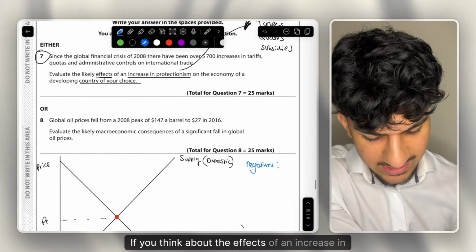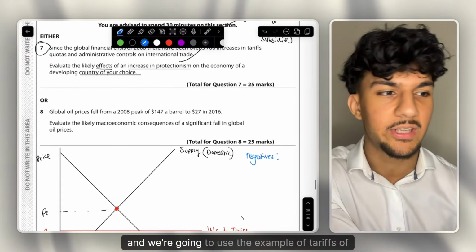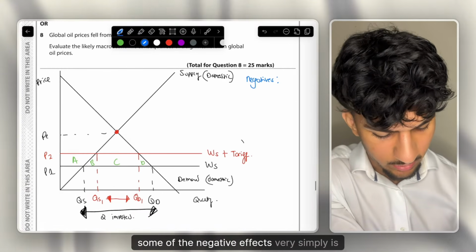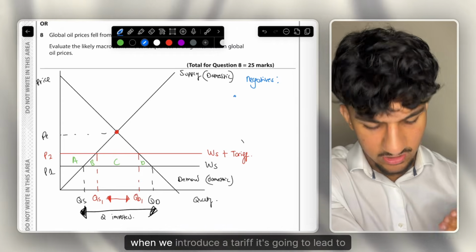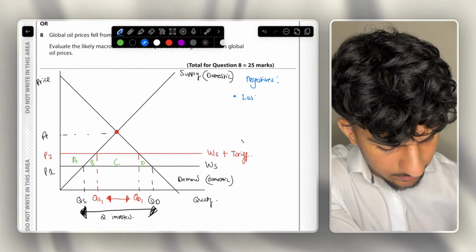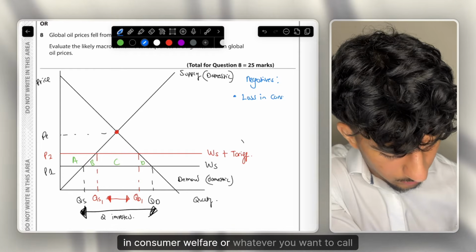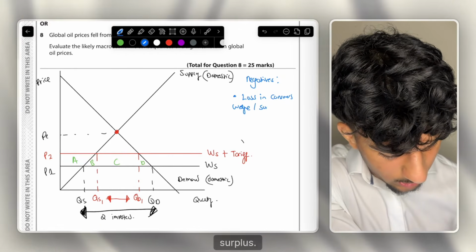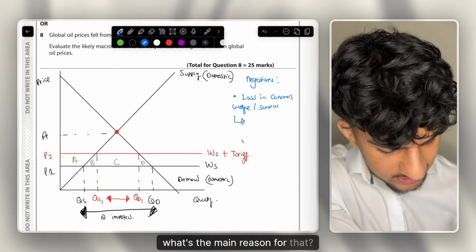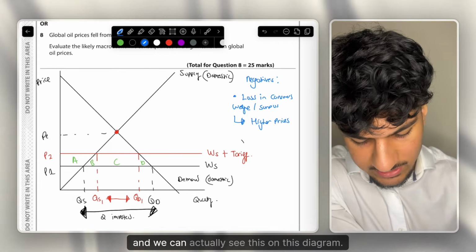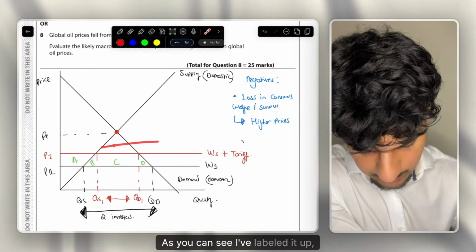If we think about the effects of an increase in protectionism, and we're going to use the example of tariffs, for this paragraph, some of the negative effects, very simply, is that when we introduce a tariff, it's going to lead to a loss in consumer welfare, or consumer surplus. Why? What's the main reason for that? Higher prices. And of course, quote the diagram from P1 to P2, and we can actually see this on this diagram. As you can see, I've labelled it up.